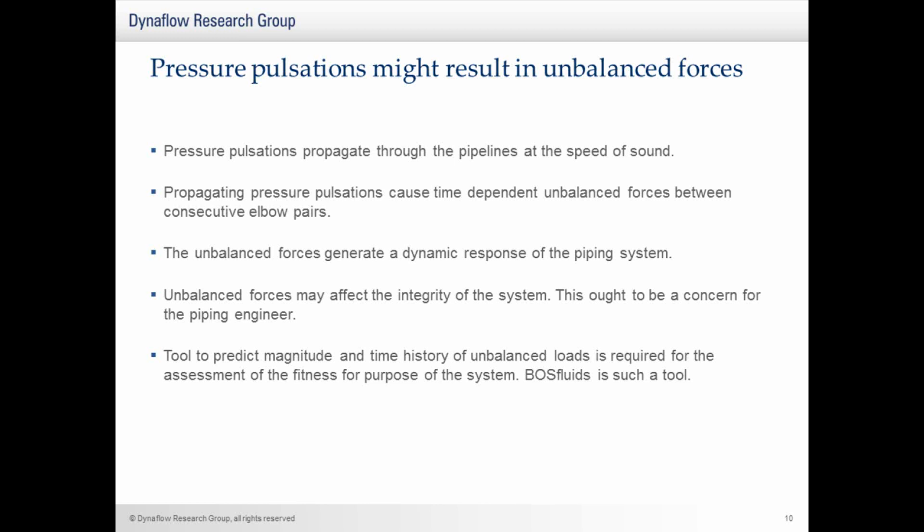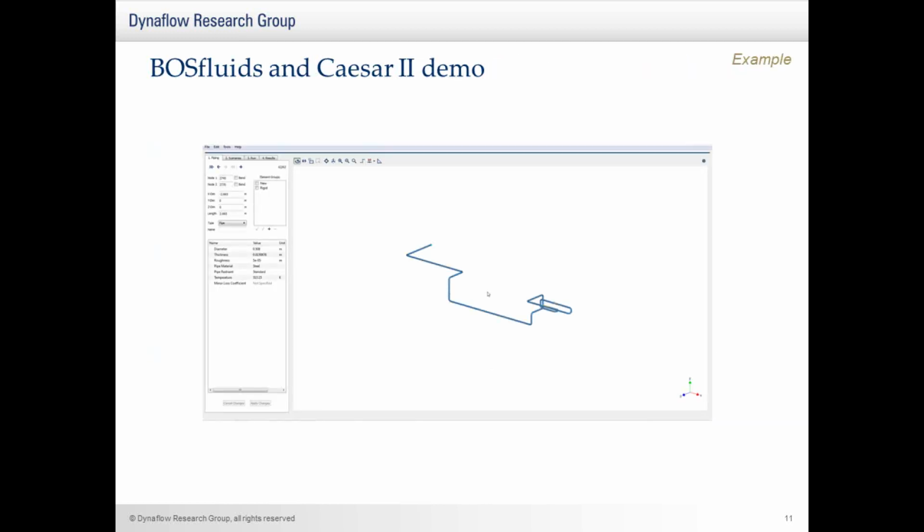For convenient analysis of the unbalanced loads and accurate prediction of the fitness for purpose of the system, you need a tool to predict the magnitude and time history of the unbalanced loads. Bos Fluids is such a tool. In the remainder of this webinar, I will show how the unbalanced loads can easily be determined in Bos Fluids and exported to CESAR 2 for dynamic analysis. In addition, I will show how various factors impact the surge wave and unbalanced loads in the system.